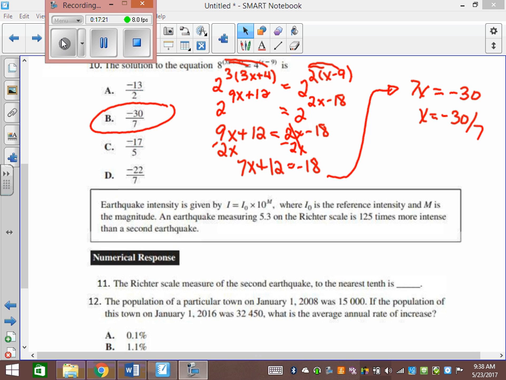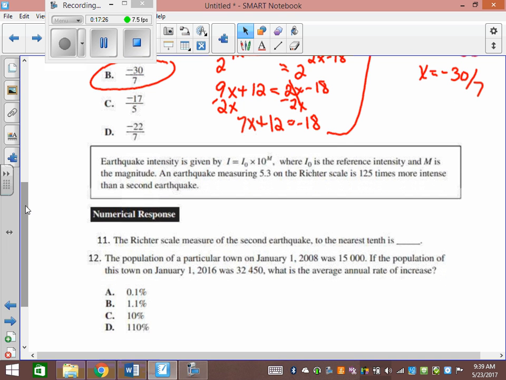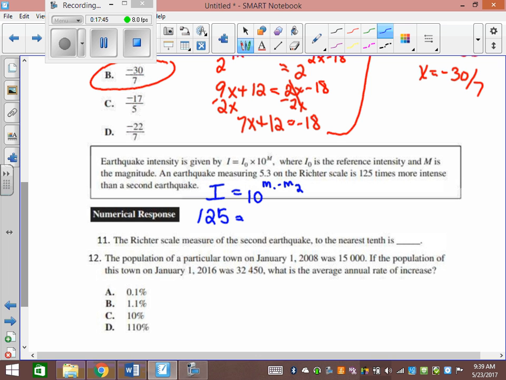Thanks for the formula. I just say boo to your formula, and I use my formula. I can't even tell you where they're going with it. So I did 10 to the M1 minus M2. Intensity is 125. Because the intensity is really large, M1 is the large earthquake, right? If the intensity was between 0 and 1, M1 would be the small earthquake. They don't always give you M1. They sometimes give you M2.